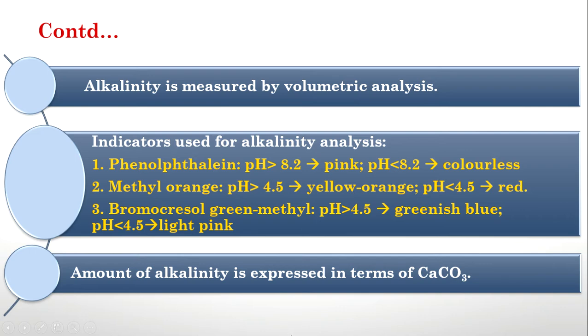When pH is greater than 8.2, phenolphthalein will give pink color, and when it is less than 8.2, it will give colorless. And methyl orange, when the pH is greater than 4.5, will give a yellow orange color. When it is less than 4.5, it will give red. And bromocresol green methyl, when the pH is greater than 4.5, will give greenish blue color, and when it is less than 4.5, it will give light pink color. And always the alkalinity is expressed in terms of CaCO3, which we have already discussed.